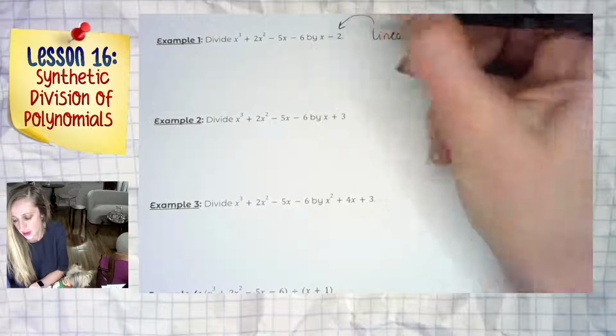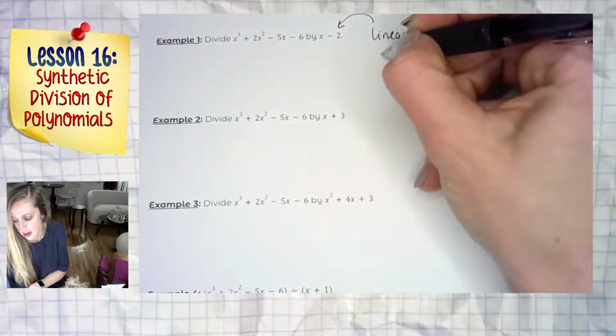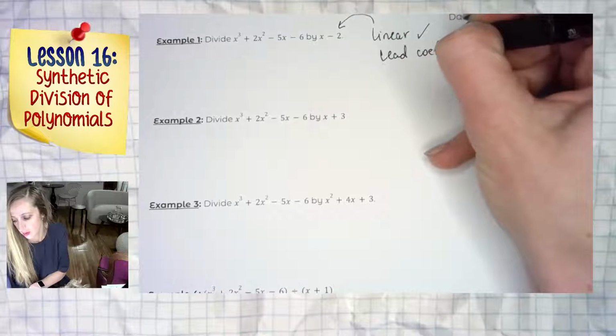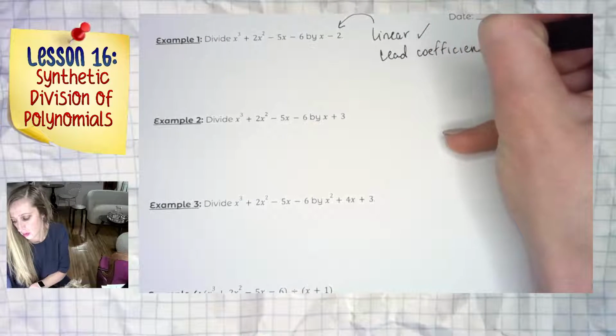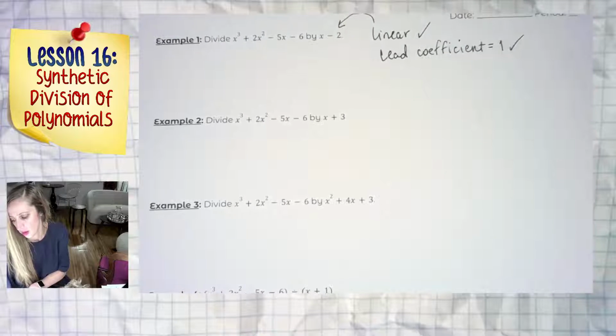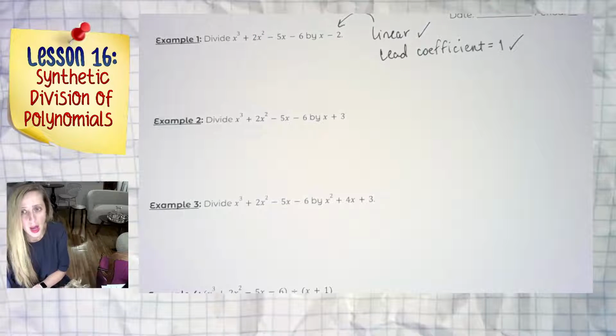We're talking about the divisor. Check. And the lead coefficient is equal to 1. Check. So we're good to go. So how is it that we get this started for synthetic division?